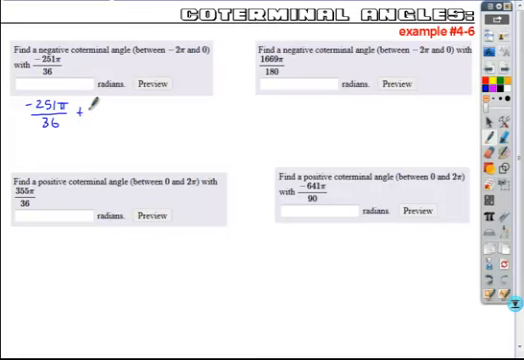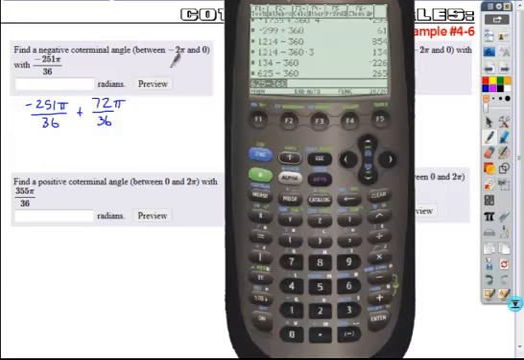And what I would do is I would think of these in terms of the same fraction that I started with. So 2 pi is how many 36ths? 72. So as I start to look at this, I'm going to take my number, negative 251, and I'm going to keep adding 72 to it until I get a number that is somewhere between negative 2 pi and 0. So negative 72 pi and 0.